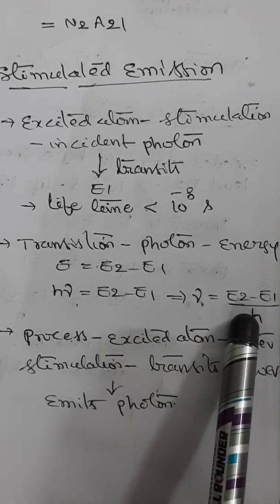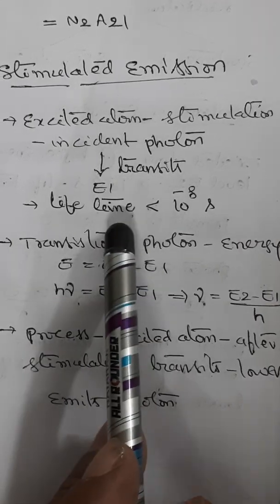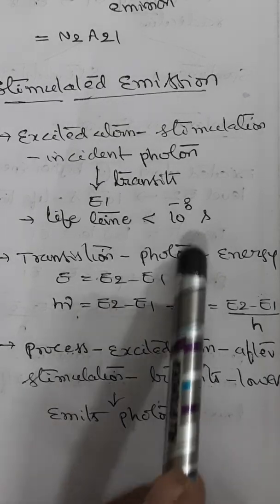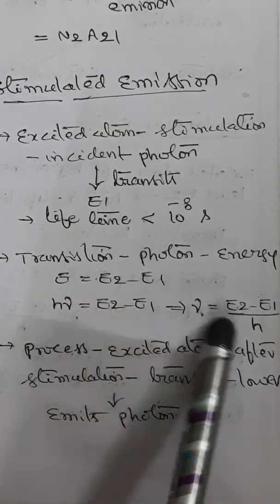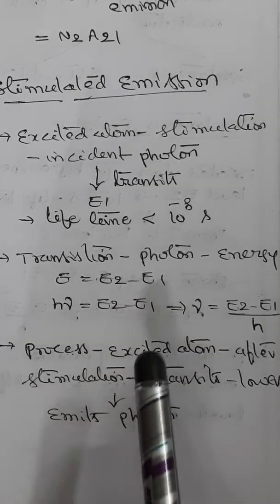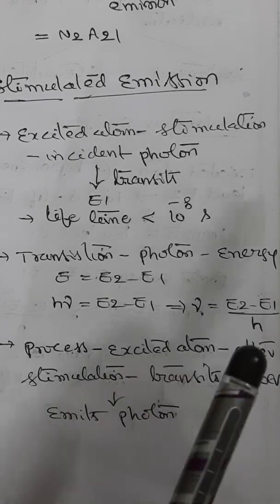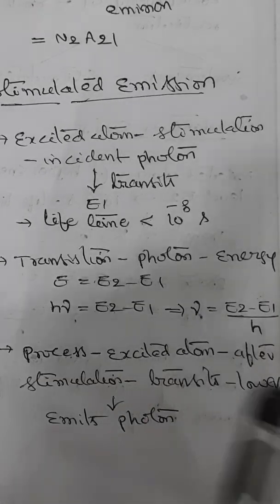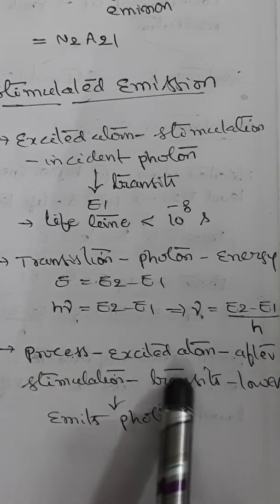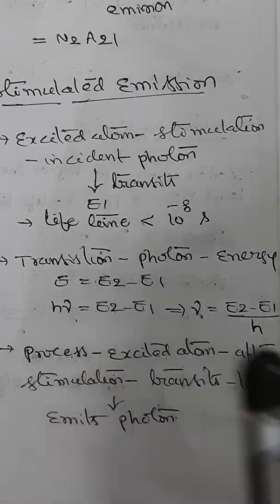What is this process? Here, the excited atom, after getting stimulated by the incident photon, transits to lower energy level by emitting the photons. Therefore, this is emission by stimulation. So the process where the excited atom, after getting stimulated by the incident photon, transits to lower energy level by emitting the photons is known as stimulated emission of radiation.